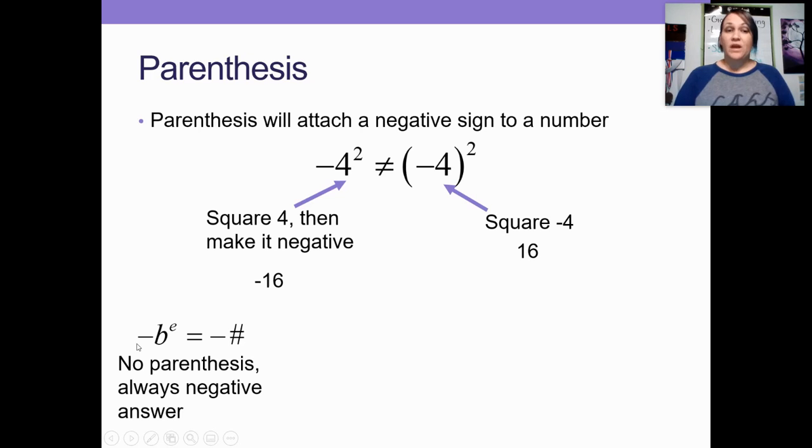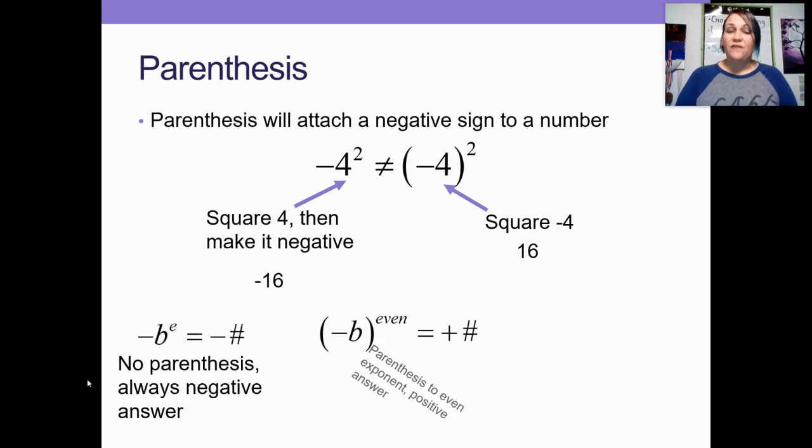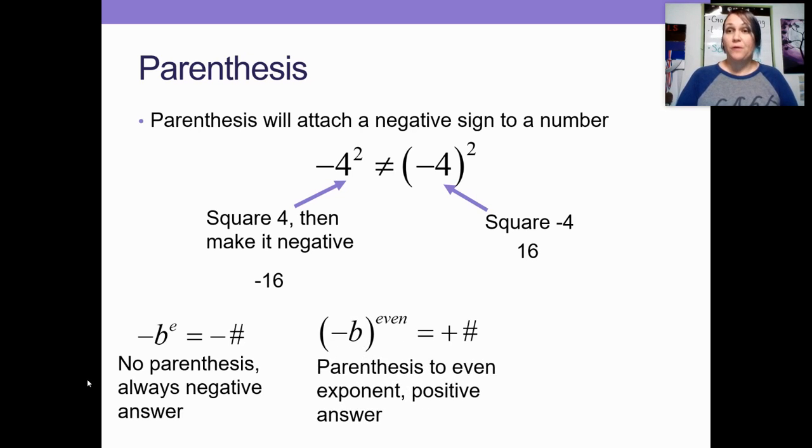In general, if you have a negative number and there are no parentheses around it, then your answer will be negative. Okay? If you have a negative number with parentheses and your exponent is an even number, then your answer will turn into a positive, much like this negative 4 squared on the right-hand side did, right? So negative 4 times negative 4, the two negatives cancel, and you get a positive 16.